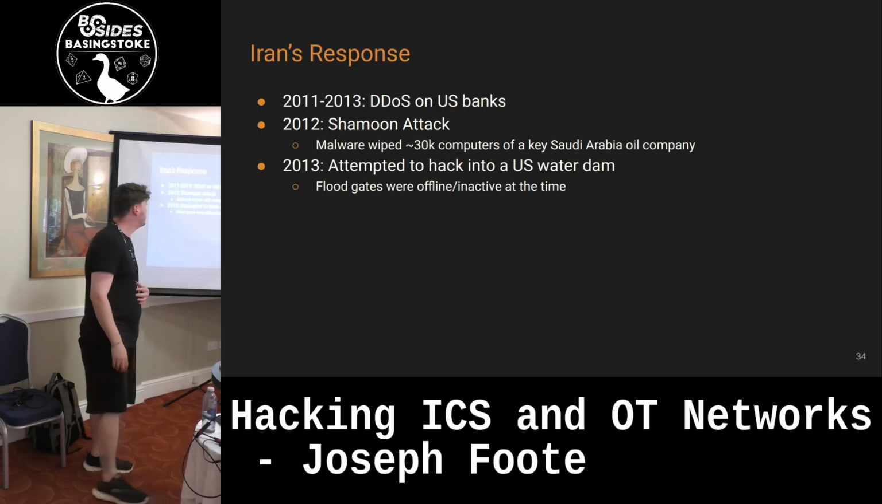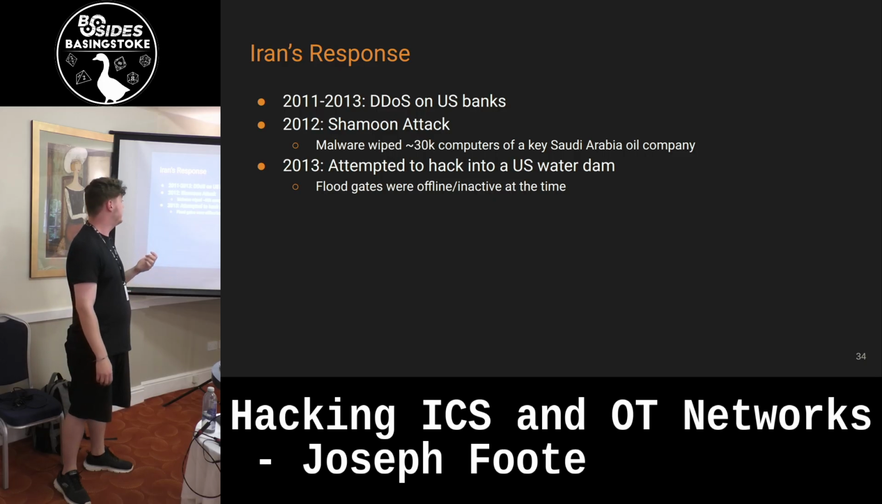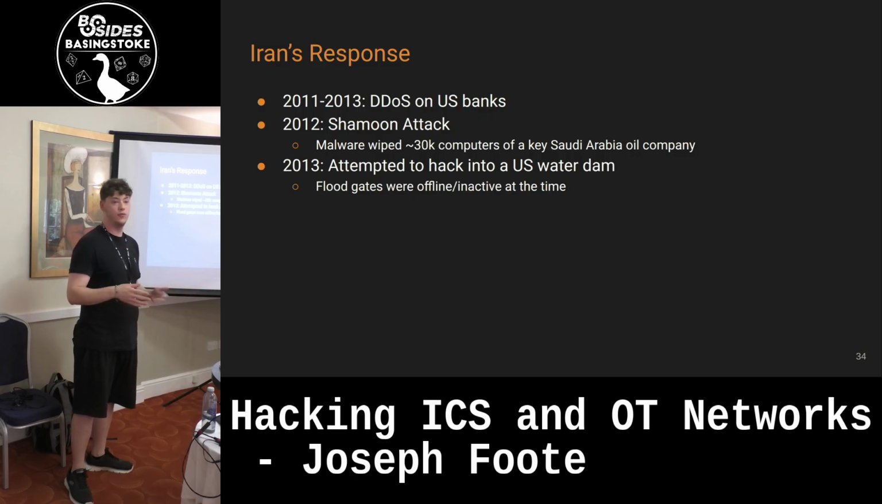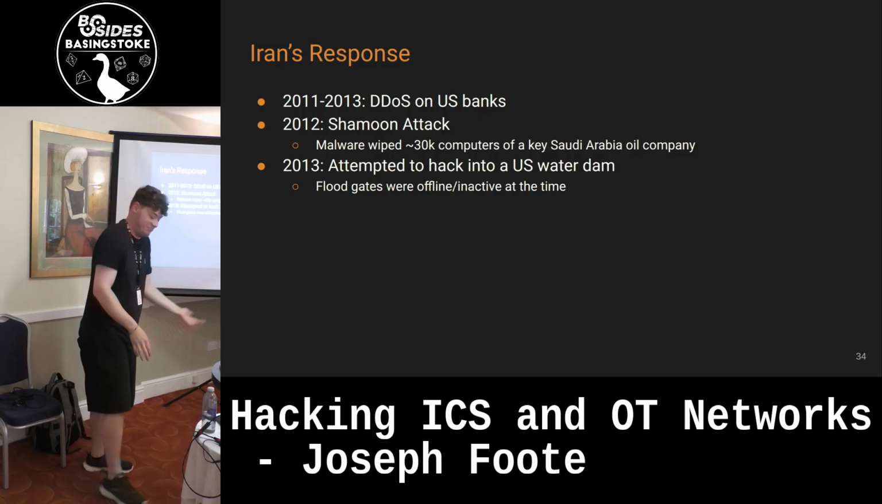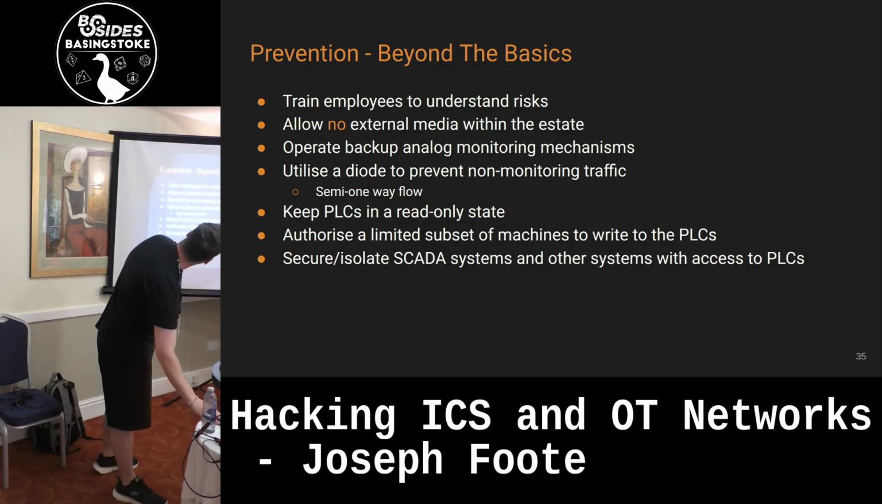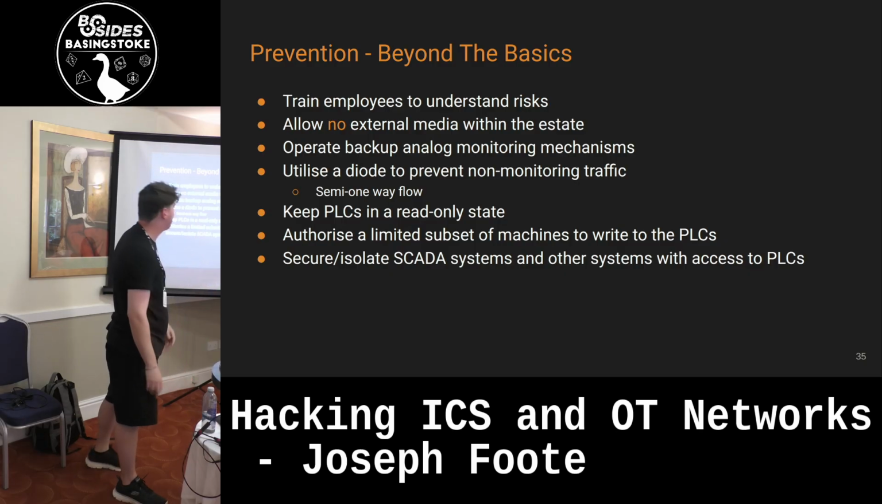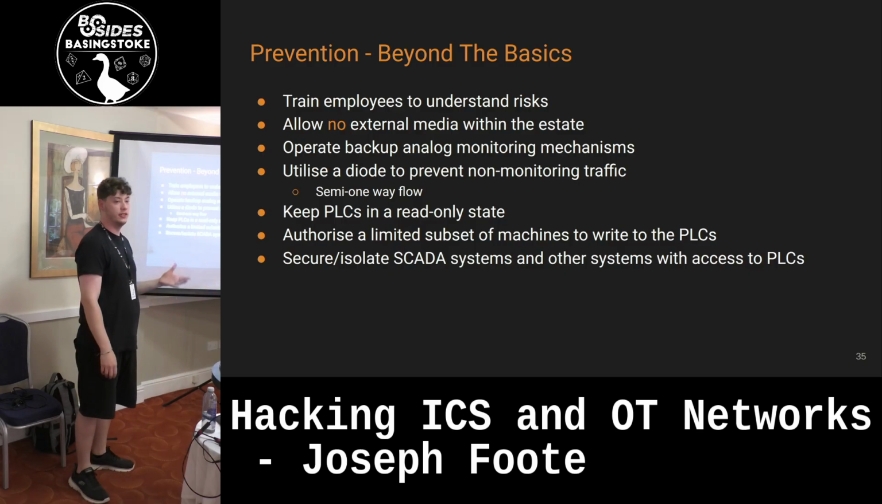Iran's response, well, they performed DDoS against US banks. They wiped 30,000 computers of a Saudi oil company, causing massive problems. And they sent packages of water down, but apparently the floodgate was offline, so they couldn't input it. I don't know how that works, but fair enough. Prevention, I think it's fairly obvious, don't bring USBs in. Train employees to make them aware of the risk, have software policies in place, and isolate the network.